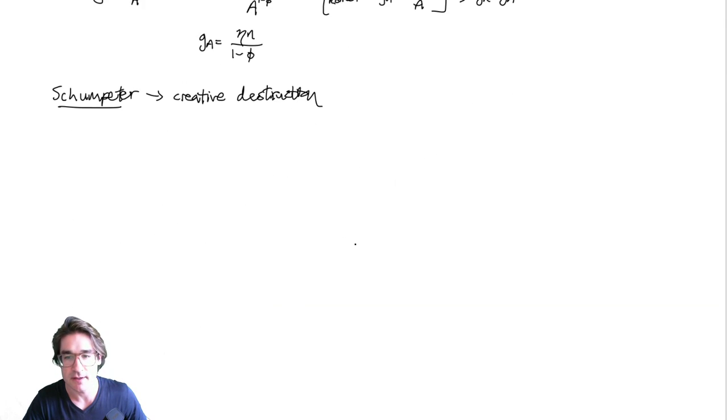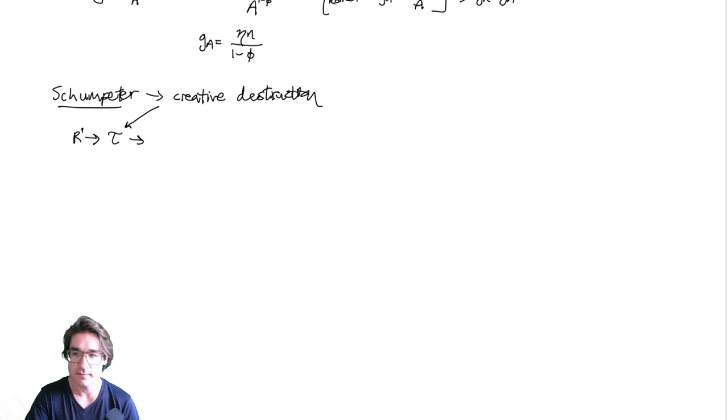So that's creative destruction. It's kind of like disruption. Now, how can we think about this? What I just said was that more firms doing research means more creative destruction. I'm going to call that tau. Tau is creative destruction. So when R goes up, tau goes up. And that means that V, your value, is going to go down.